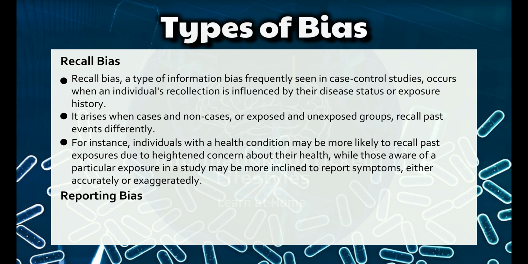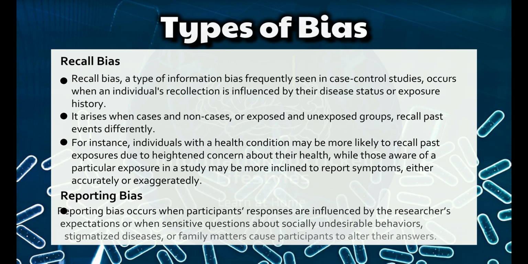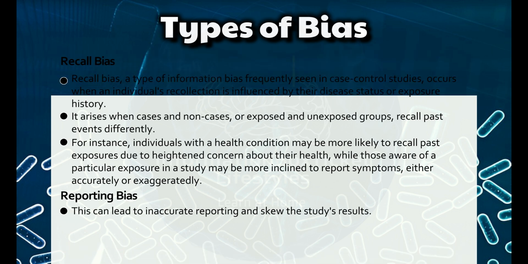Reporting bias. Reporting bias occurs when participants' responses are influenced by the researcher's expectations, or when sensitive questions about socially undesirable behaviors, stigmatized diseases, or family matters cause participants to alter their answers. This can lead to inaccurate reporting and skew the study's results.